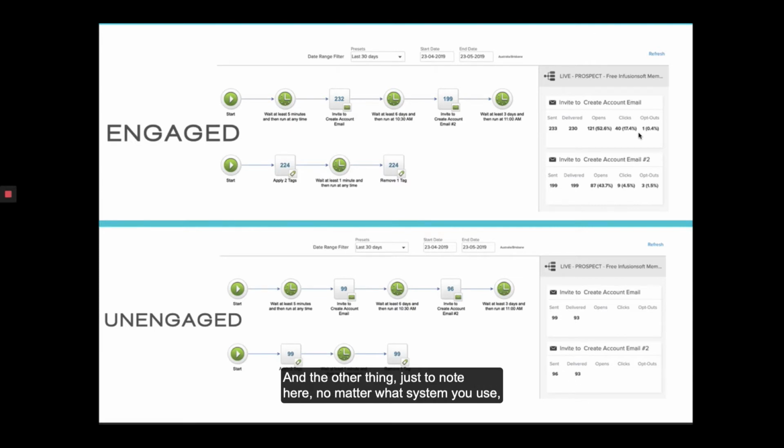The other thing to note here, no matter what system you use, the open rates are never going to be fully representative, because people can just preview an email and not actually download the pixel to count it as an open. So this is on the lower end of the possible scale of everyone who's opened. Based on that, we've got 52% and 43% open rates on both of those emails.